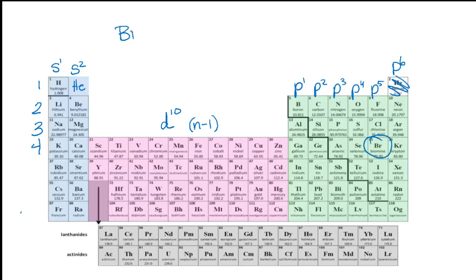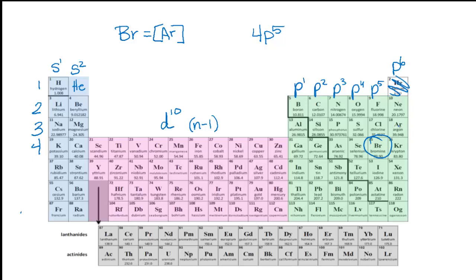So the electron configuration for bromine, because bromine's in period 4 and it's in the group that corresponds to P5, the very last thing I'm going to write is going to be 4p5. Now I have to write all the electrons in the electron configuration up to that point. To use the noble gas shortcut, since I'm in period 4, I look at the noble gas in period 3. It's argon.